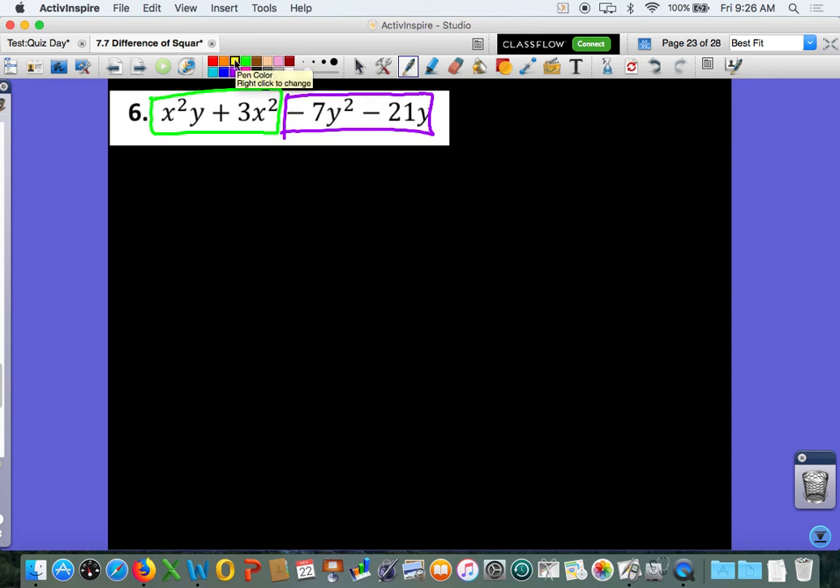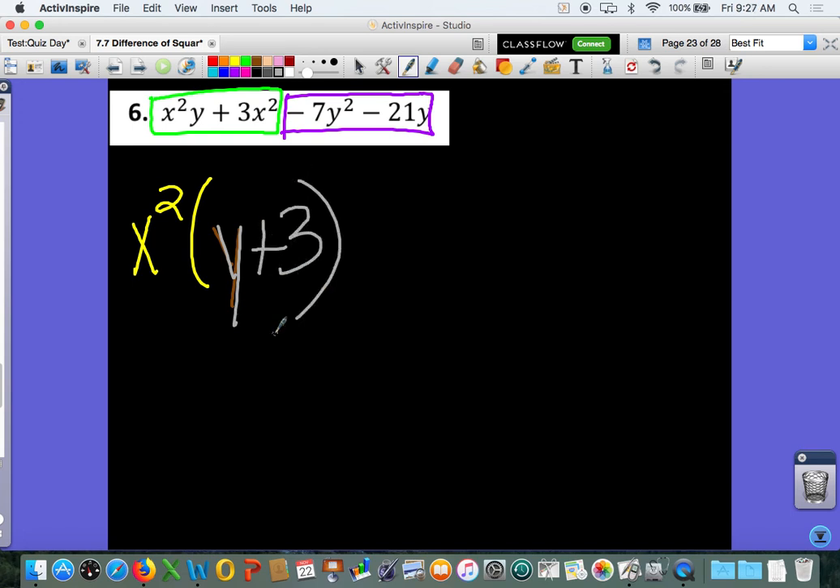So I'm going to pull out x squared. This time there is an x squared in both of them, so I can pull out x squared. And I'm left with y plus 3. Awesome.